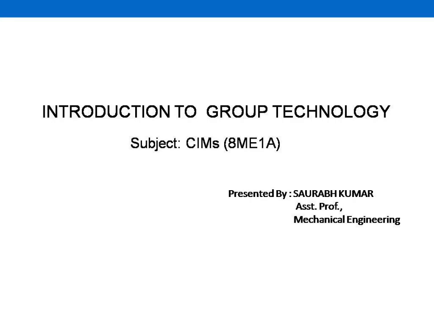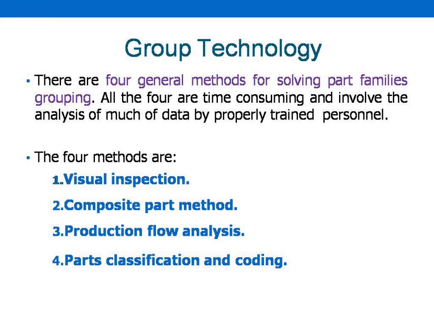So in this subject we are talking about group technology. Now we are continuing our lecture on this topic. As we know, we already talked about four methods: visual inspection, composite part method, production flow analysis, and part classification and coding. The first method, visual inspection, we already discussed. Now we will discuss the composite part method.